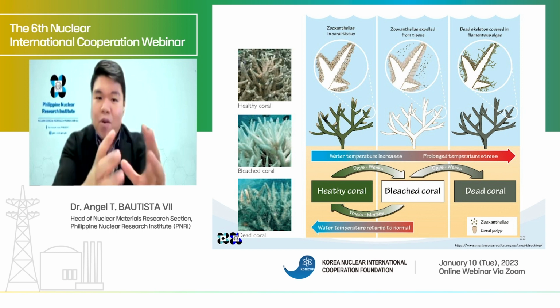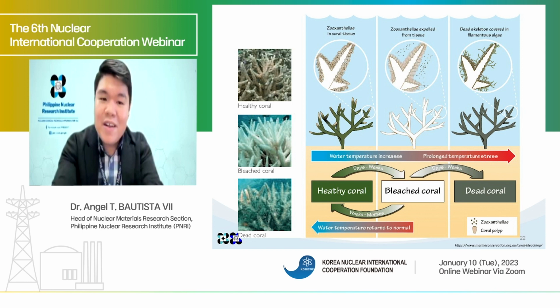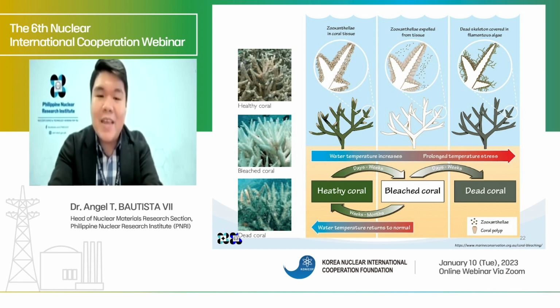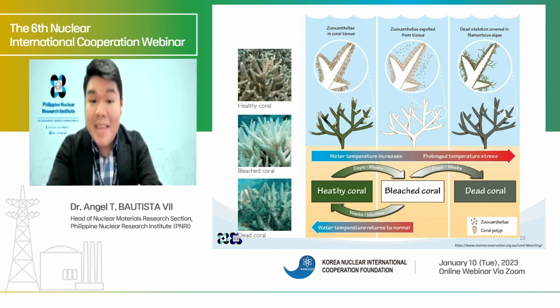So again, healthy corals, and hopefully we always have healthy corals. But once the corals are stressed, particularly if the waters are too warm, they will expel what we call zooxanthellae. These are symbiotic creatures, living symbiotically with the corals. But if the corals are stressed with too warm waters, for example, they will expel the zooxanthellae and they will become white. Instead of colored corals, they will become bleached corals.